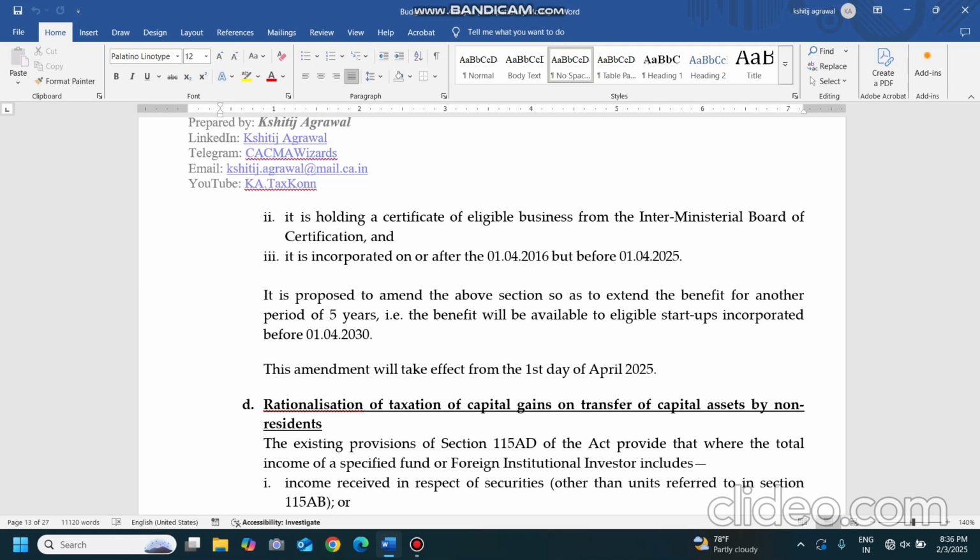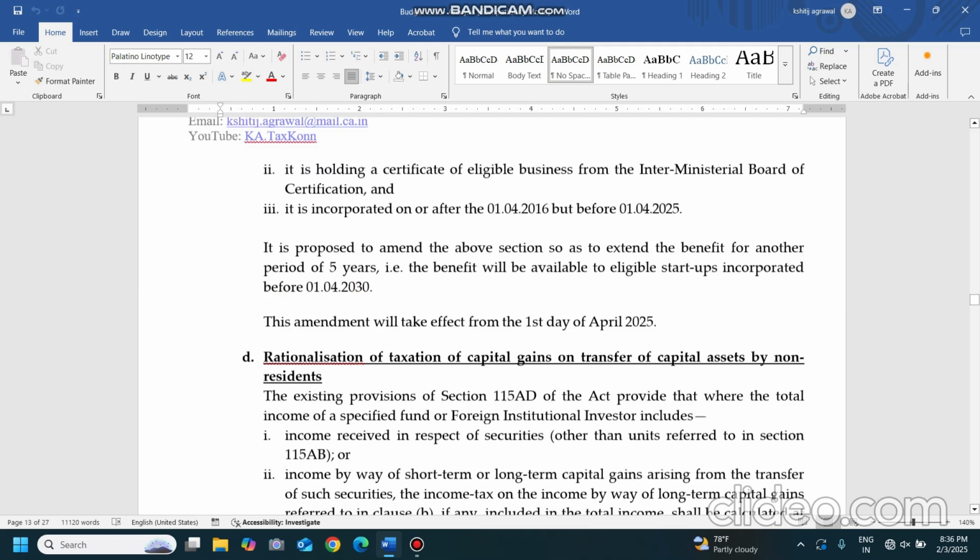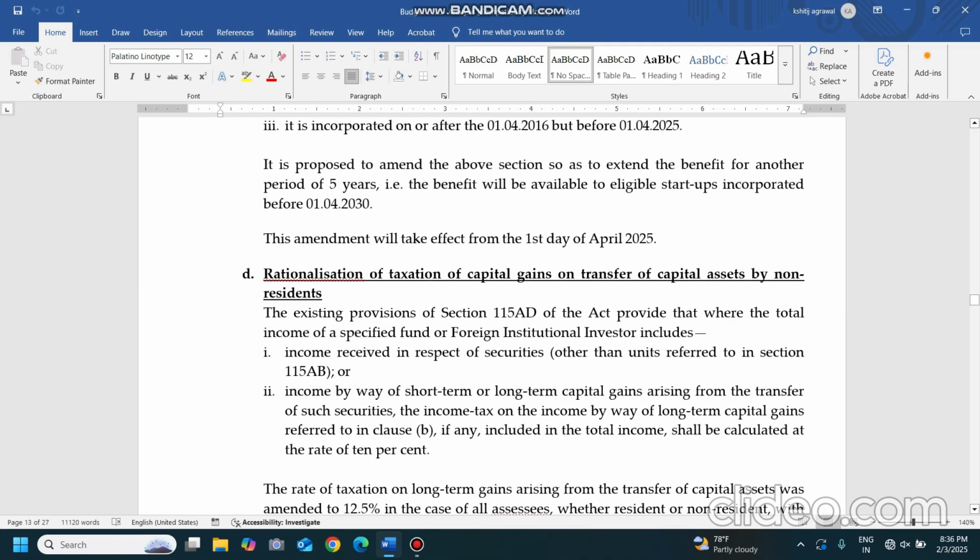So if any startup is incorporated up to 1st April 2030, means till 31st March 2030, then they can claim the same benefit now. That 3 years out of 10 years they can claim the deduction under 80-IAC. So just the time period to claim the exemption for starting of business is increased by 5 years.